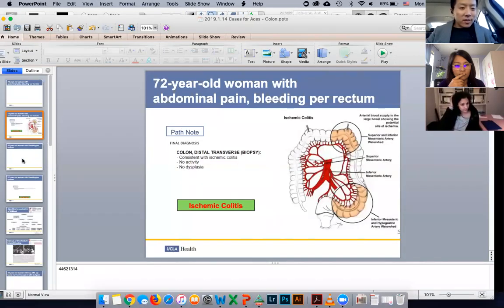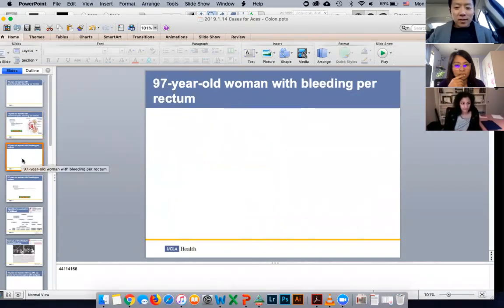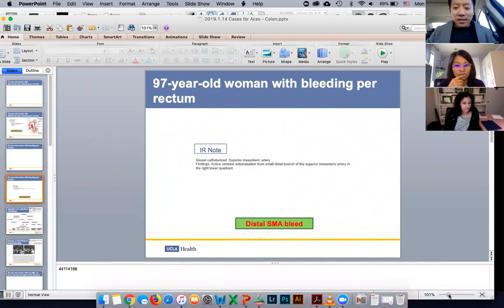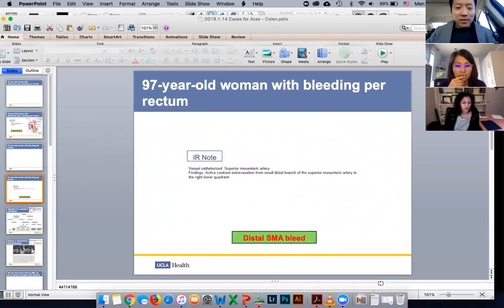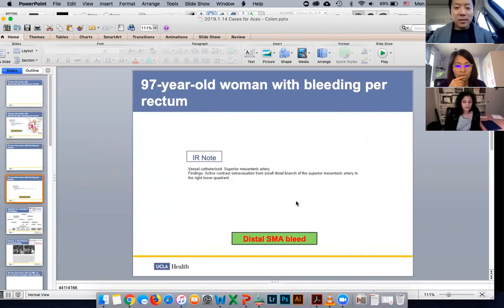And this woman went on, and so they found this extravasation from a small distal branch of the SMA. This is a distal SMA bleed.